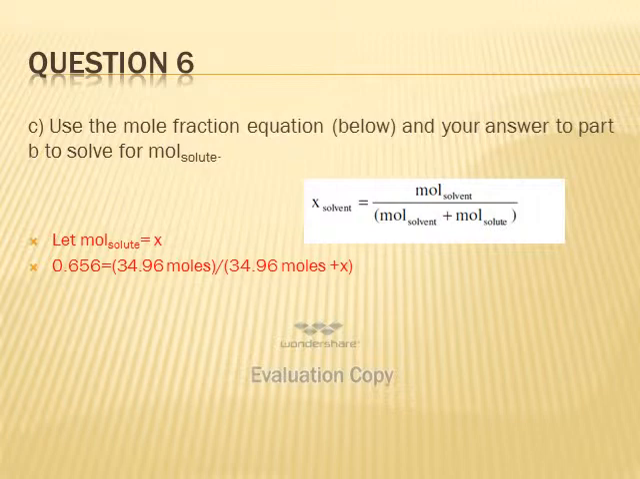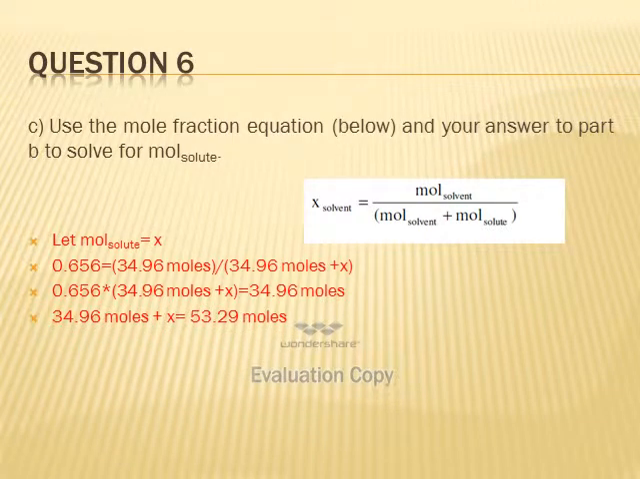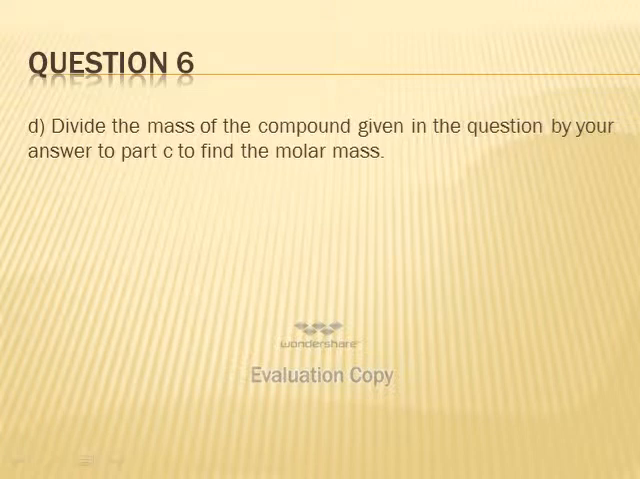Now substitute all the values we know into the equation and solve for X. 0.656 equals 34.96 moles divided by parentheses 34.96 moles plus X close parentheses. After rearranging the equation, we will get an answer of X equals 18.33 moles. Part D simply tells you what operation to do. Divide the mass of the compound given in the question by your answer to part C to find the molar mass. 282.5 grams divided by 18.33 moles will give us 15 grams per mole for an answer.